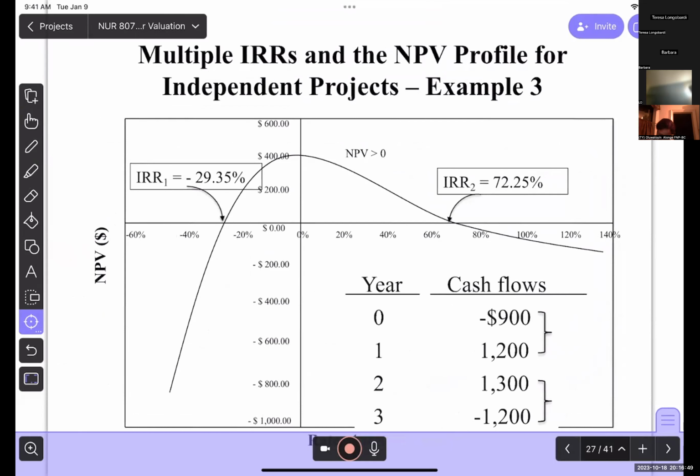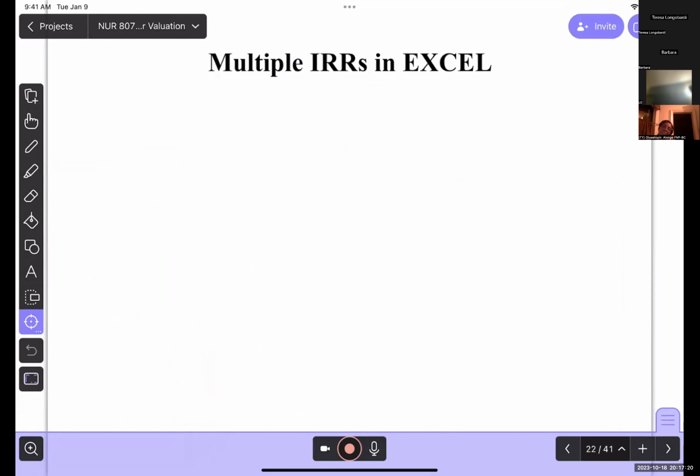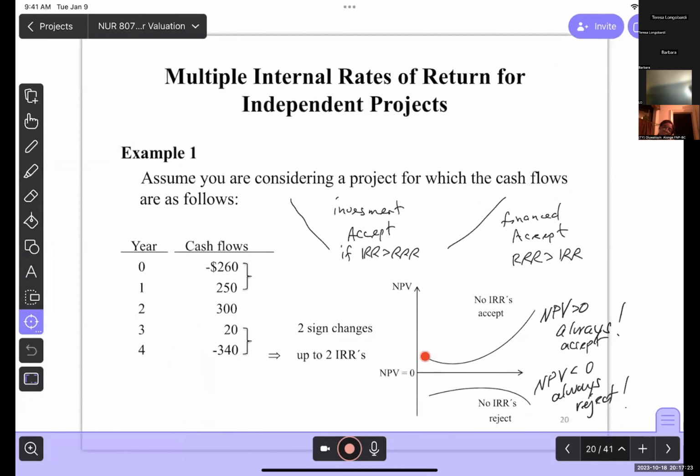So what about this one? Same way. What do we say here? I'll accept when it's positive. That's between minus 29.35 and 72.25. Okay, so this is a mathematical result that you get a negative and you get a positive, and this is really high. This is almost like this case over here, where it's like always positive NPV, right?